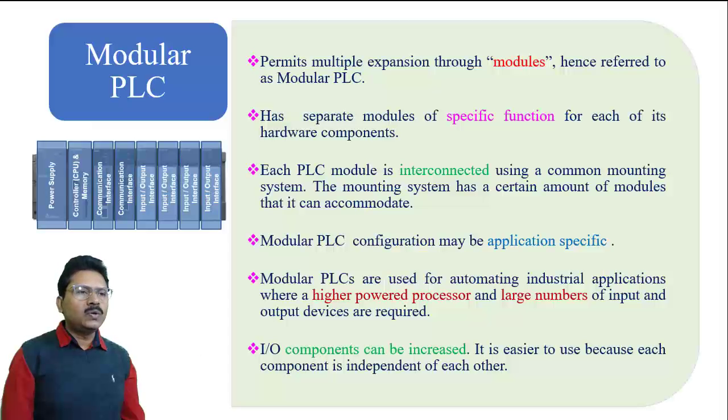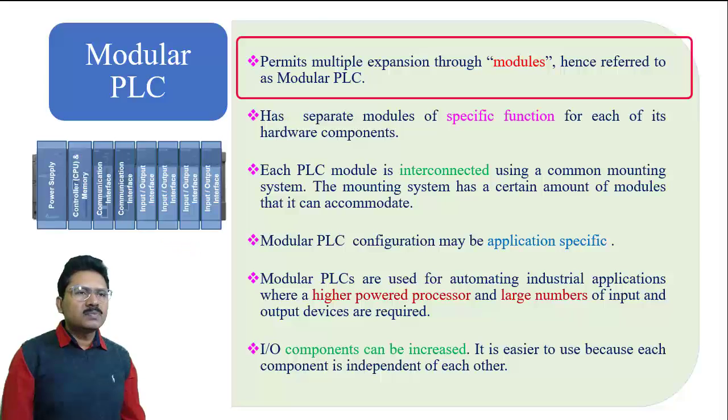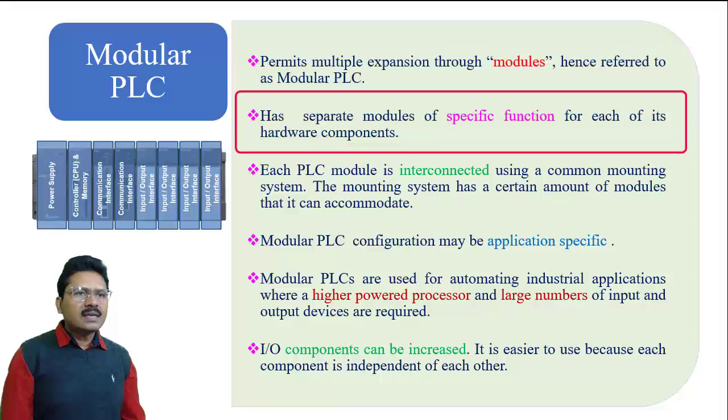Next, coming to modular PLC. Modular PLC consists of different modules. See in this figure: the power supply module, CPU module, communication interface, input-output interface. These are the different modules. This modular PLC permits multiple expansion through modules, hence it is referred to as modular PLC. It has separate modules of specific function for each of its hardware components.